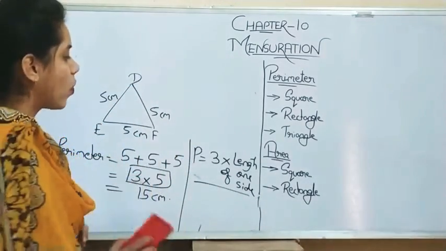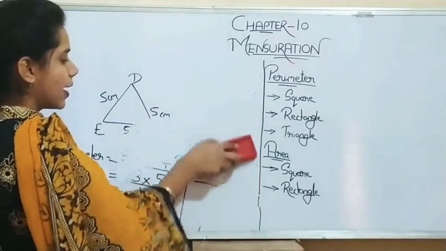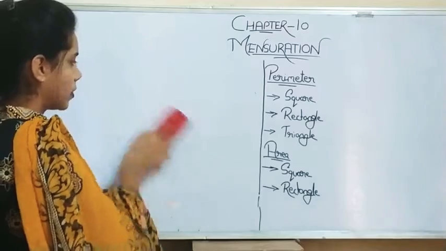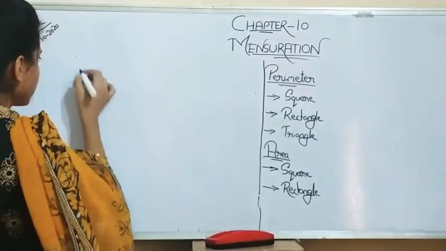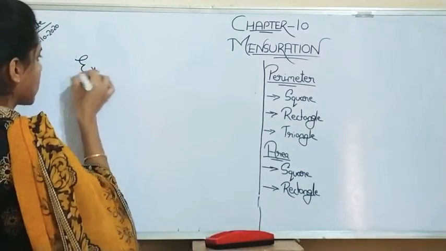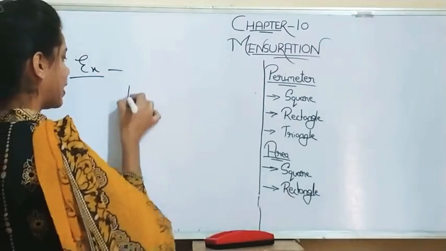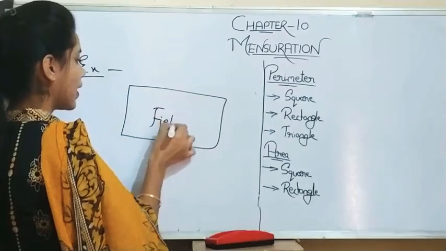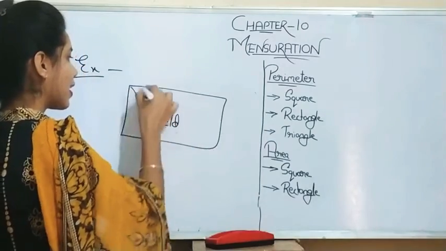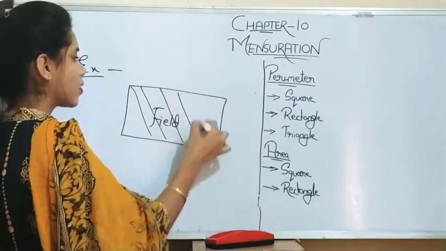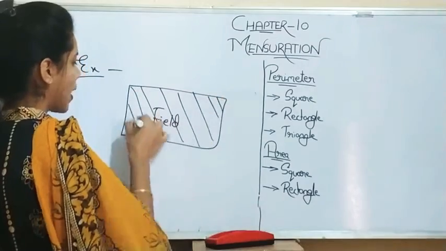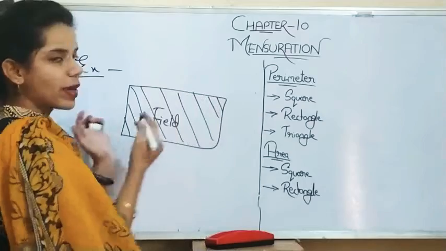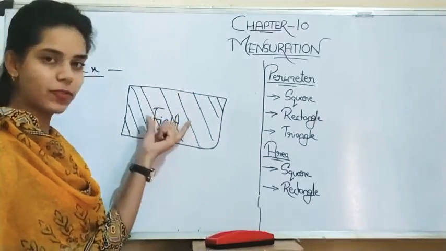Okay. Now what is area? I am giving you one example for this. Suppose there is one field. This is one field. So area means the part which is enclosed within this. The part which is enclosed by these line segments is known as area. It is a closed figure.